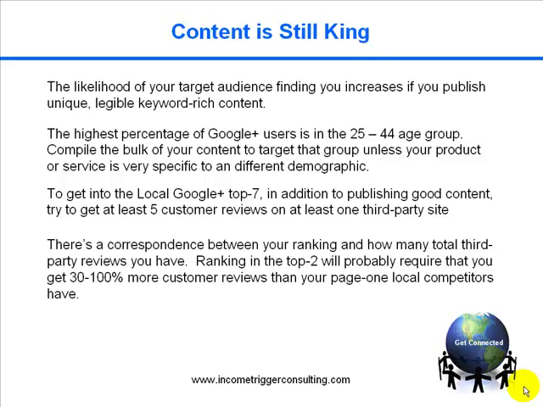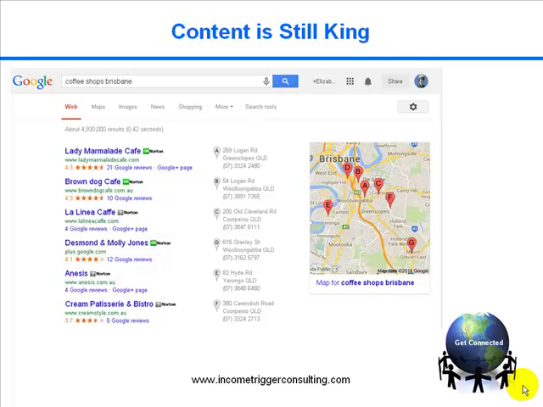If you want to get any further than within the top 7, keep in mind there's a correspondence between your ranking and how many total third-party reviews you have. To rank in the top 2, you'll probably require that you get 30 to 100% more customer reviews than your page 1 local competitors. So again, research, test, and really, reviews, good reviews all over the place. That is what Google is looking for, because Google really wants to know what are people saying about you, and it's all being checked these days.